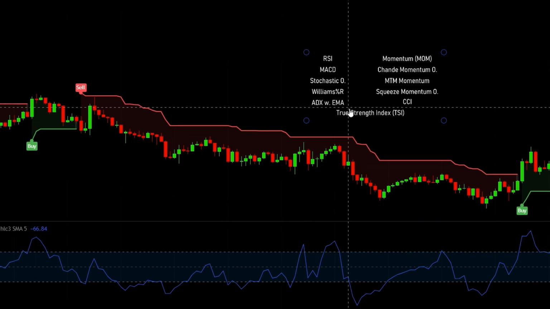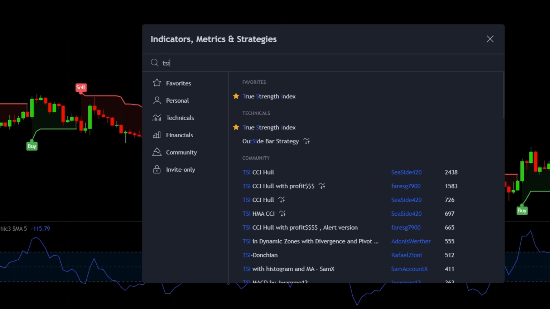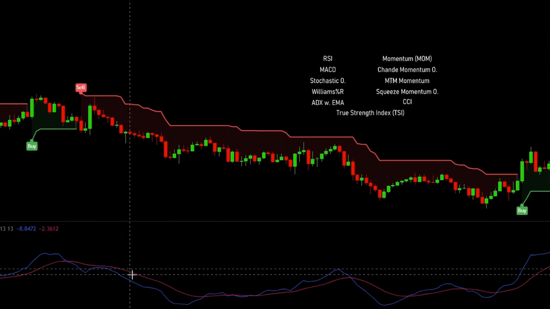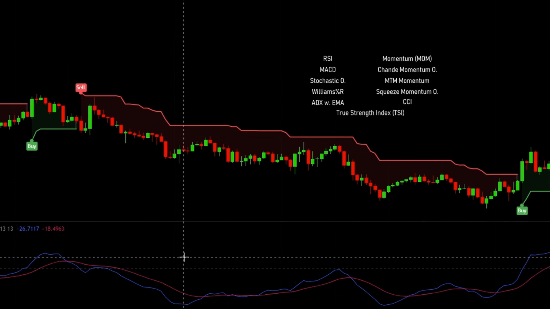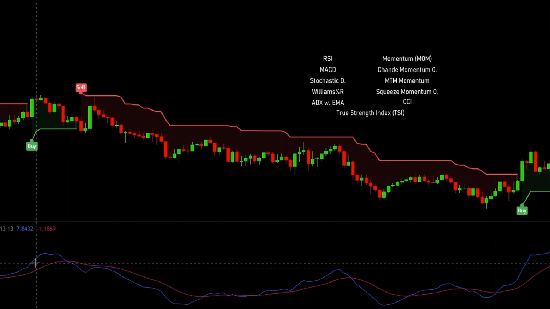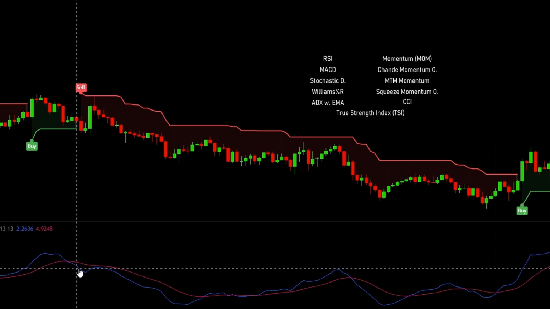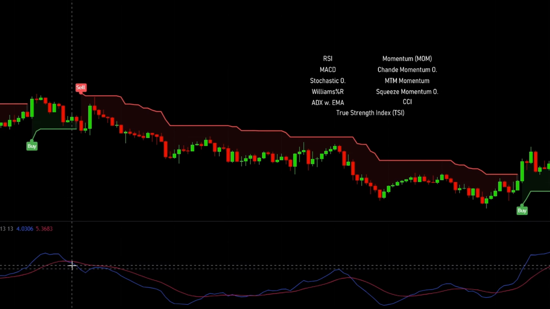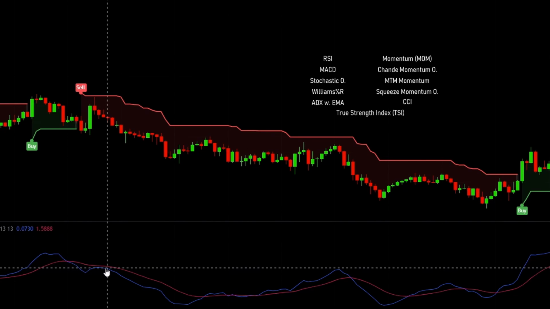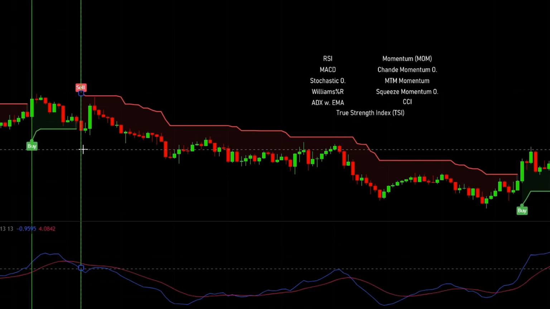And finally, we have the True Strength Index. So type in TSI and add this one to your chart. This is a two-line indicator, somewhat looks like the MACD, which means we will only enter longs if the blue fast-moving line is above the pink slow-moving line. And we can only enter shorts if the opposite occurs, so the blue line is under the pink line. Therefore, this is a very long entry, and this is a very short entry.